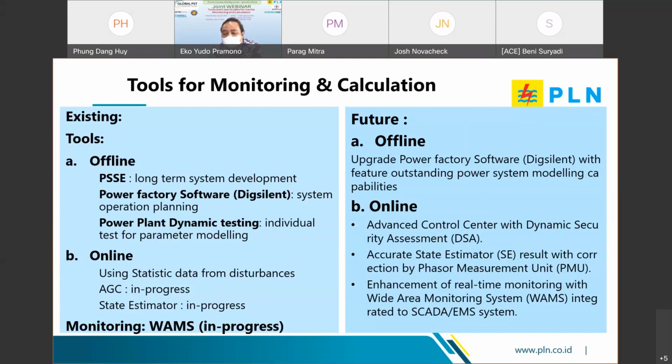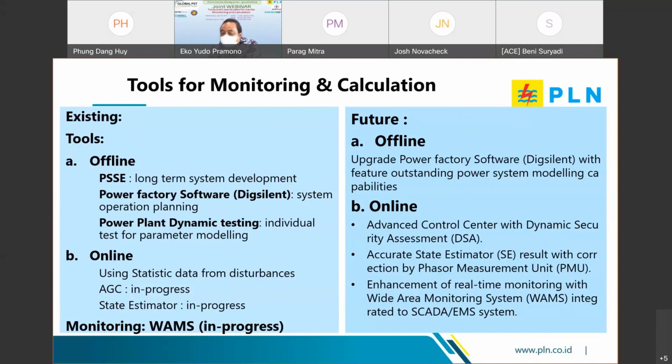And for online right now, we use statistic data for disturbances. If a large disturbance happens, we will use the data in AGC, but AGC and the state estimator are still in progress. Unfortunately, we cannot monitor online right now.